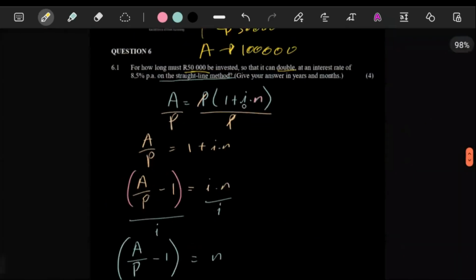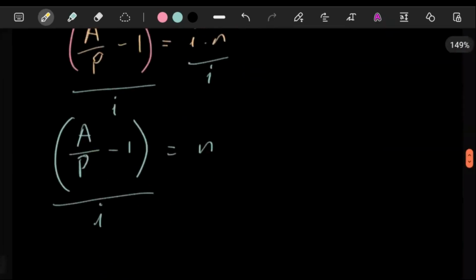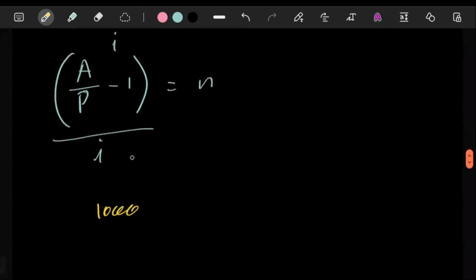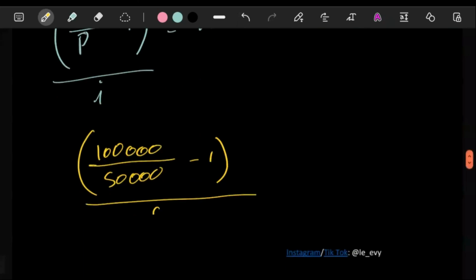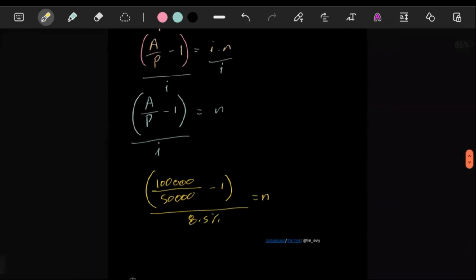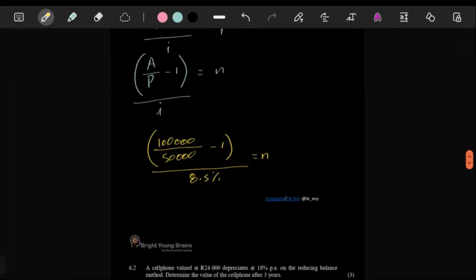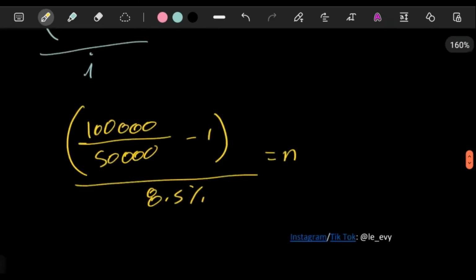Here, as we can see, we just isolated n since we're looking for the time period. So A has to be 100,000 and P is 50,000, and the whole thing is over 8.5%. Remember, if you want to use the number 8.5, you do have to put the percentage symbol in your calculator, but if you want to use 0.085, that is perfectly fine. So let's put this in the calculator. Remember, the first thing we have to do is press the fraction button.